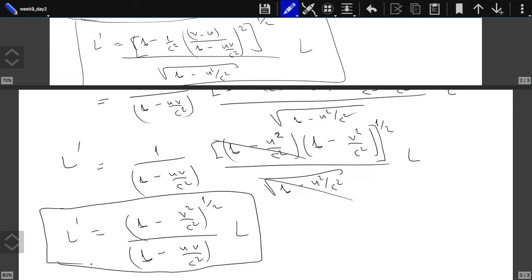So this factor is the only factor that we would naively have expected from length contraction, but there's this additional correction term. And in fact, if we just take the limit that u is 0, that is S is the reference frame in which our object is at rest, then in the S prime frame the length will be contracted by this much.